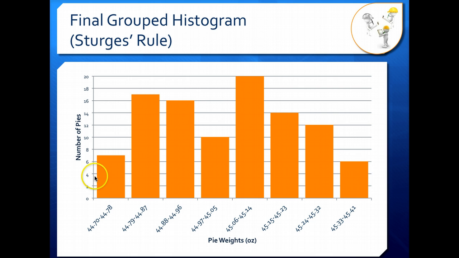So notice this general shape. It looks like we have a slightly bimodal distribution.